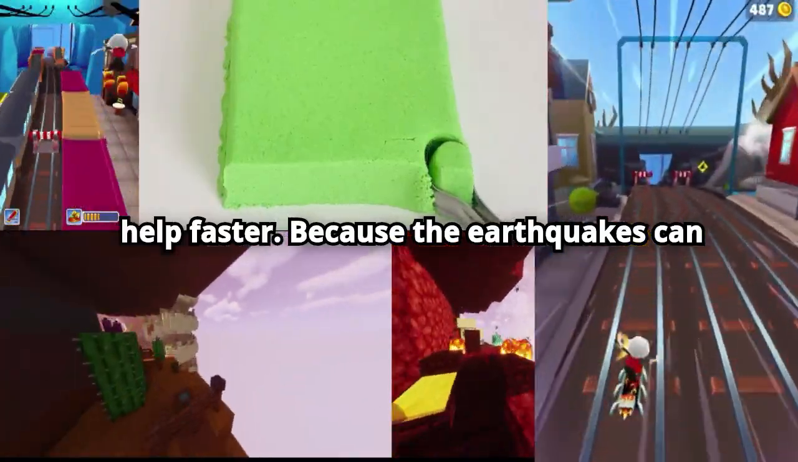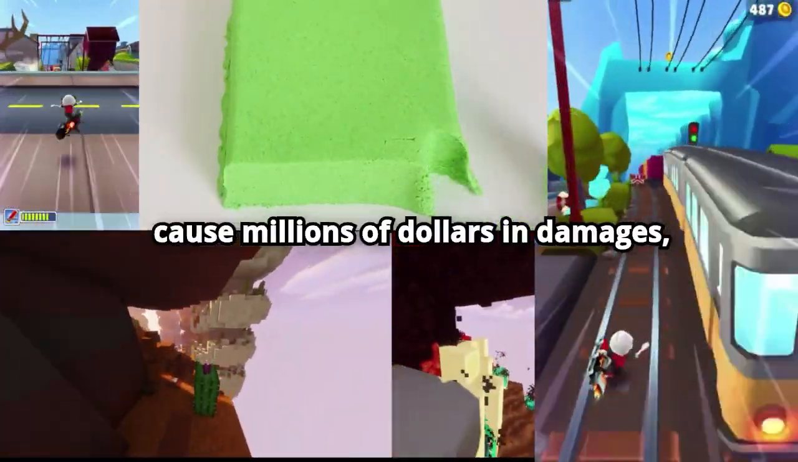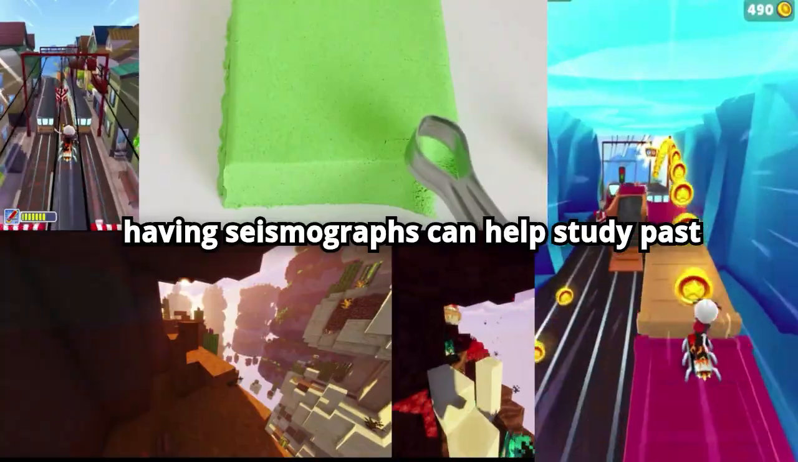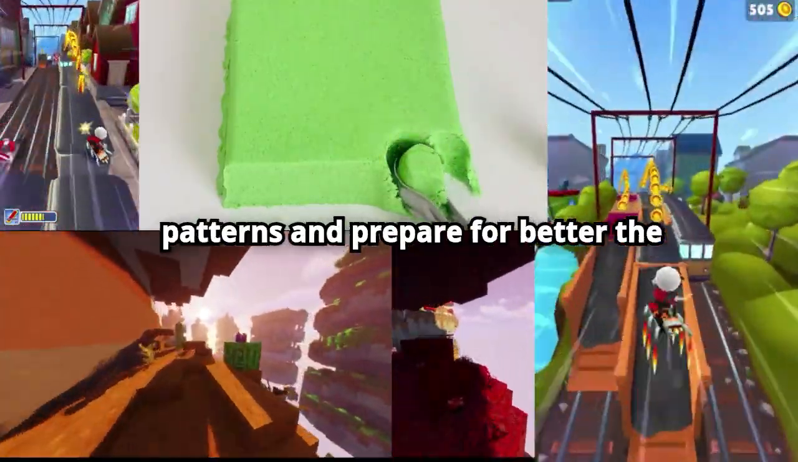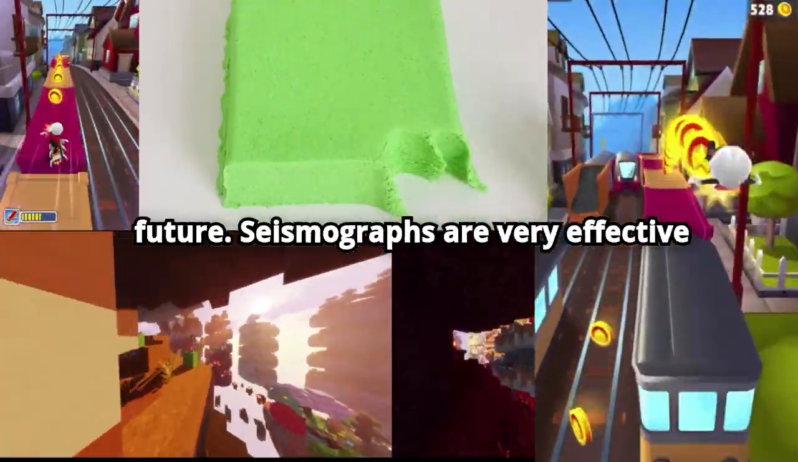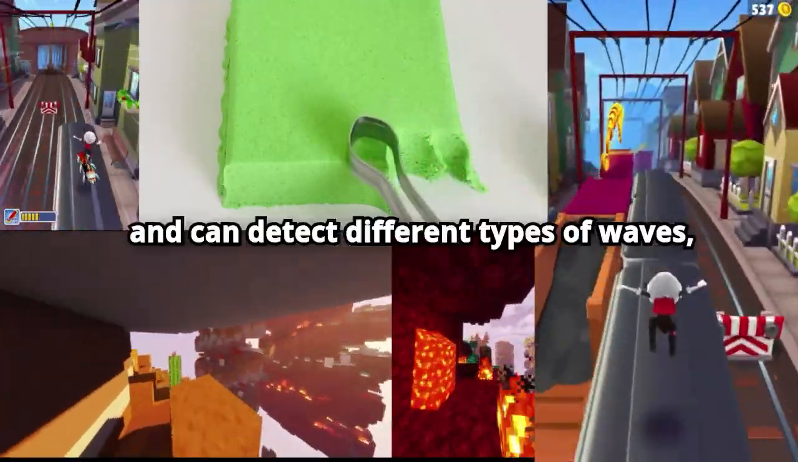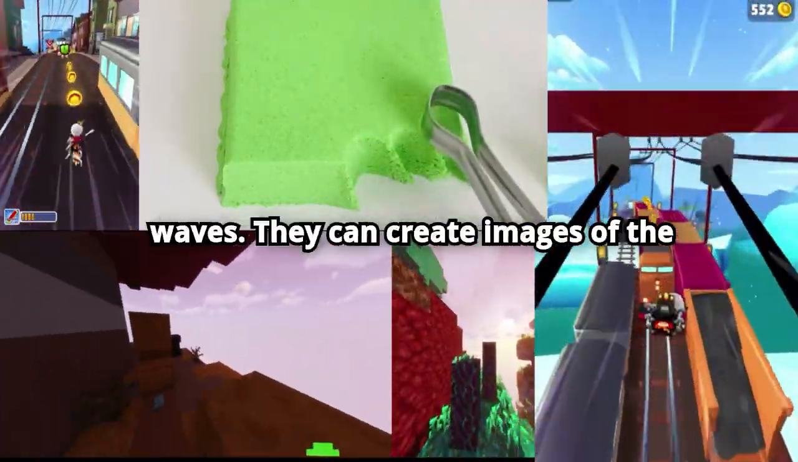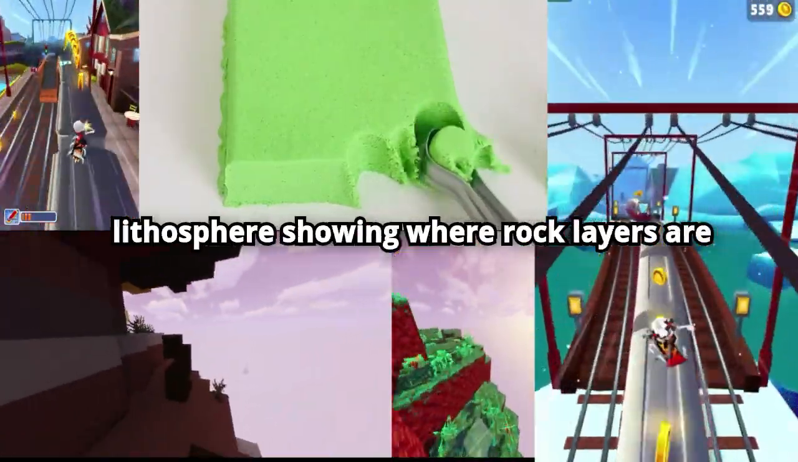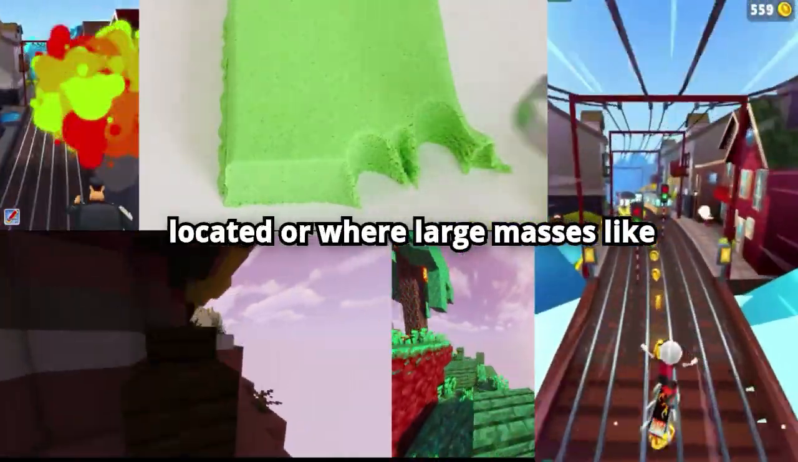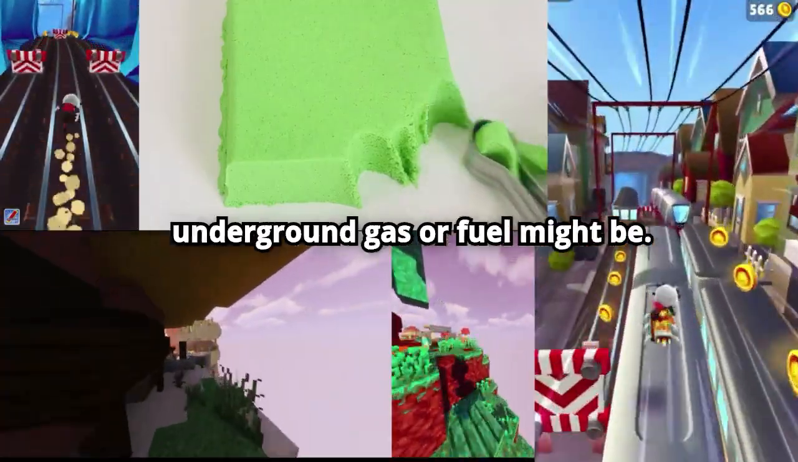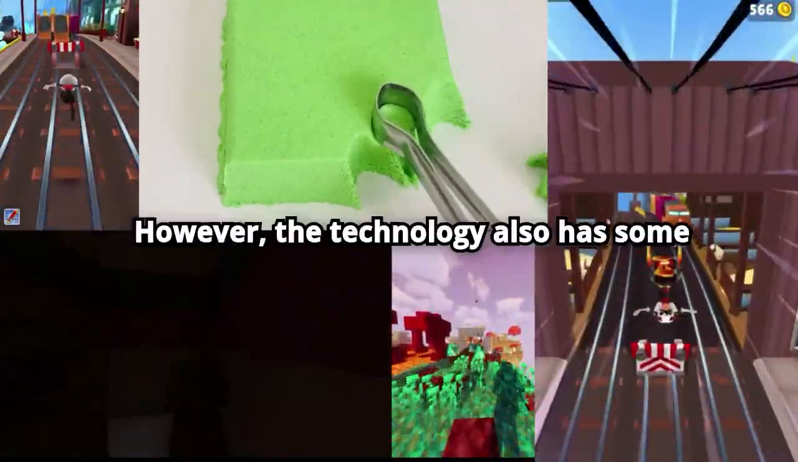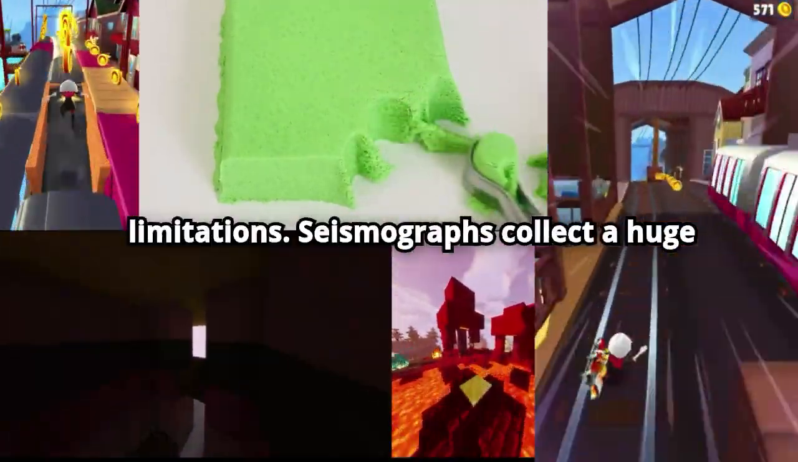Because earthquakes can cause millions of dollars in damages, having seismographs can help study past patterns and prepare for the future. Seismographs are very effective and can detect different types of waves, including both lateral and deep seismic waves. They can create images of the lithosphere showing where rock layers are located or where large masses like underground gas or fuel might be. However, the technology also has some limitations.